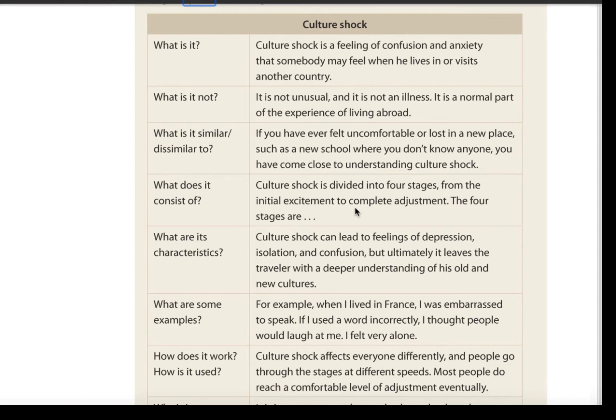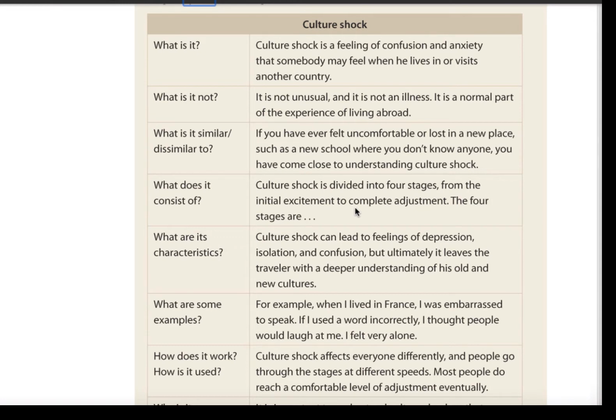Okay? The characteristics means what would you, it's almost like the symptoms that you would feel. And what the symptoms would be, or the result of these stages would be depression or isolation or confusion. But ultimately, once you get through all that, the traveler is going to have a deeper understanding of his old and his new culture, because you're going to be making these comparisons of what that feels like. So what does it consist of, and what are its characteristics? They can be kind of the same question.